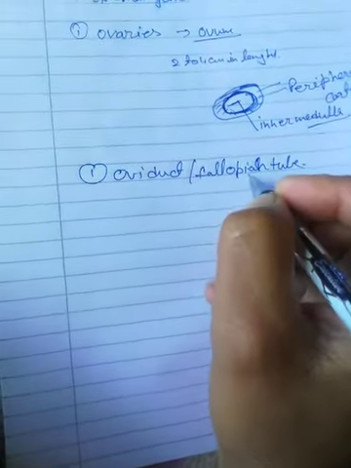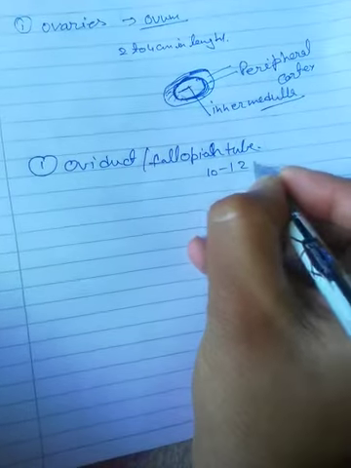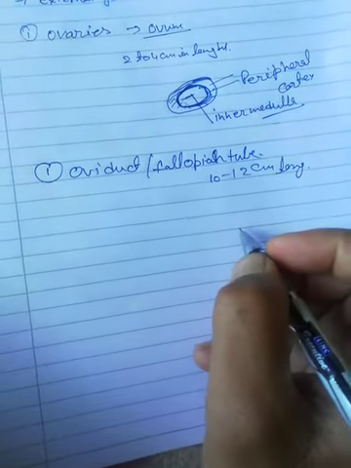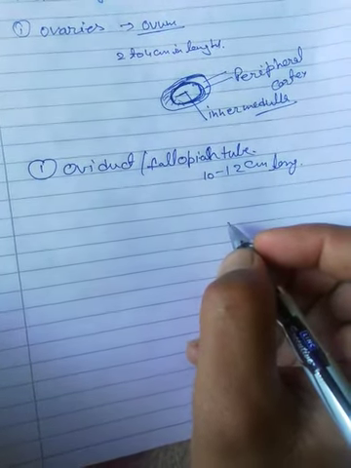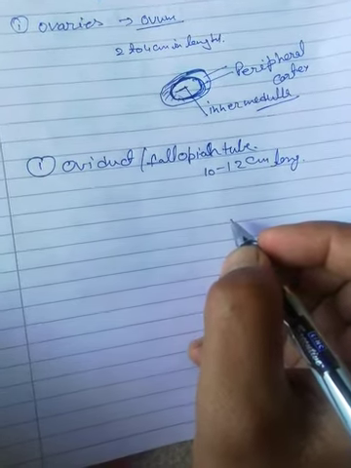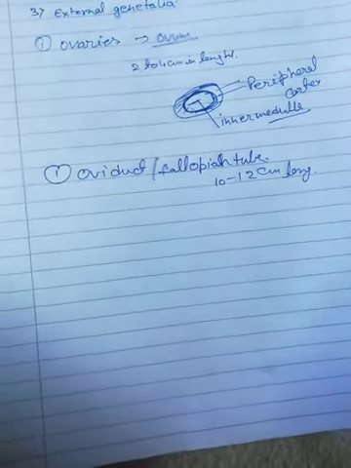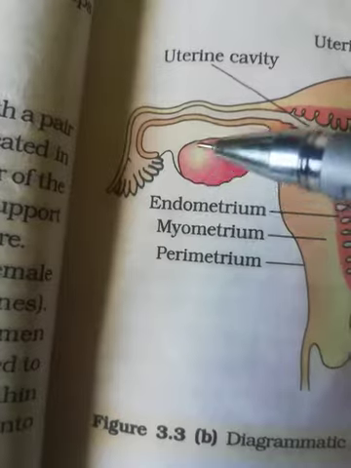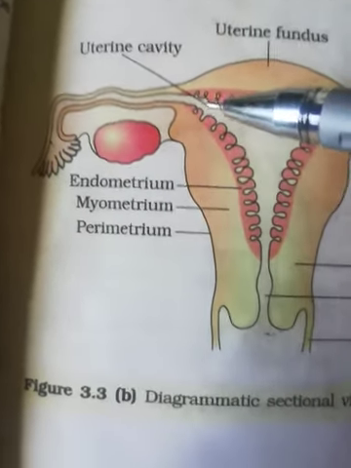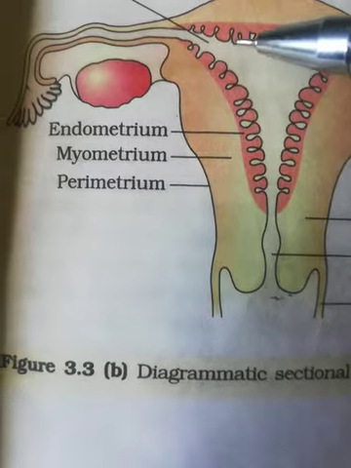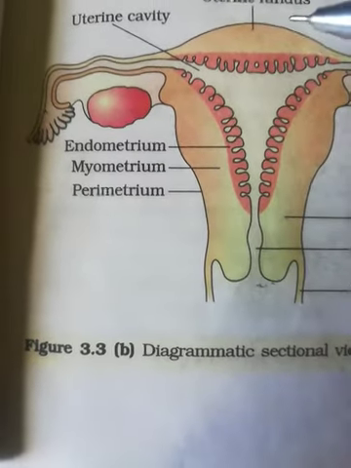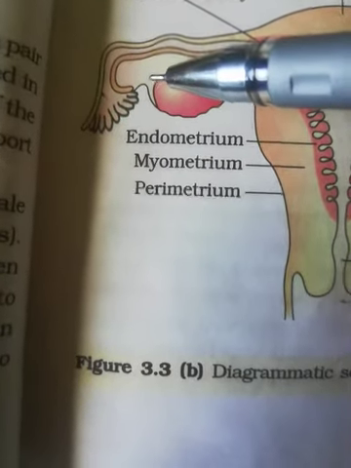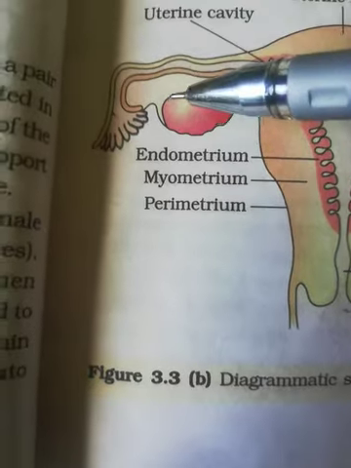The fallopian tube is basically 10 to 12 centimeters long, and it extends from the periphery of the ovary to the uterus. Once again I am showing you in the figure. Here you can observe, this is the fallopian tube. It is extending from the periphery of the ovary, and it is passing through the uterus. Is it clear?